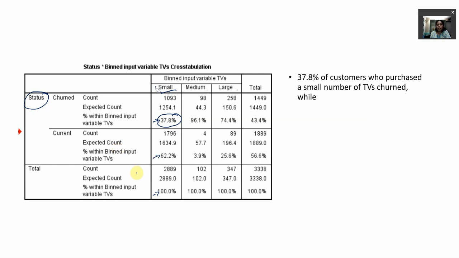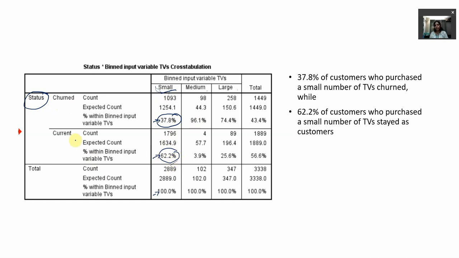So we find that 37.8% of customers who purchase a small number of TVs churned, because this is the percentage with respect to small and churned. Whereas we can see that for small and current it is 62.2%. So 62.2% of customers who purchased a small number of TVs stayed as customers. So they were retained by us.